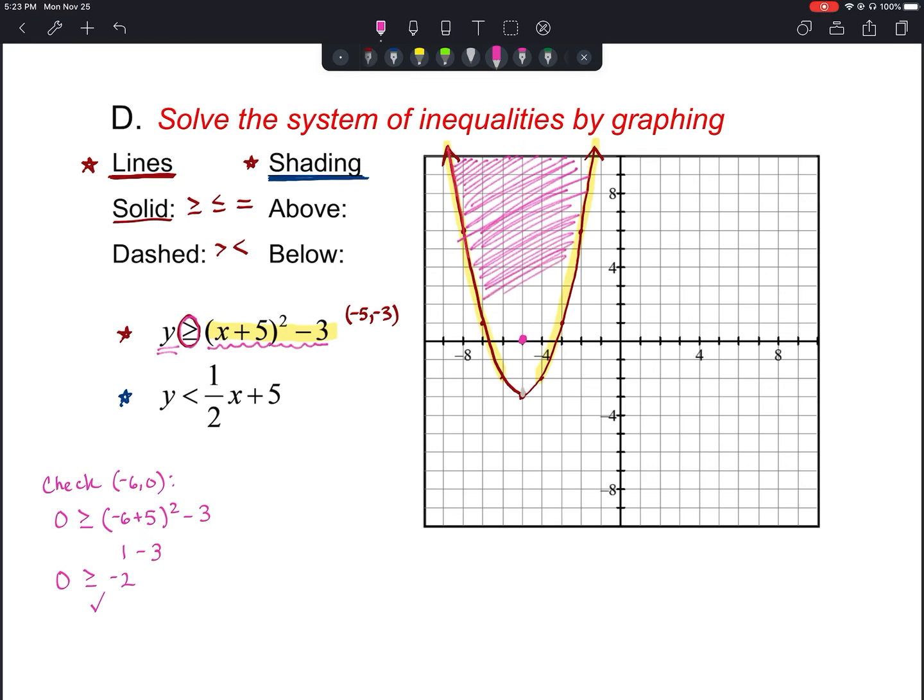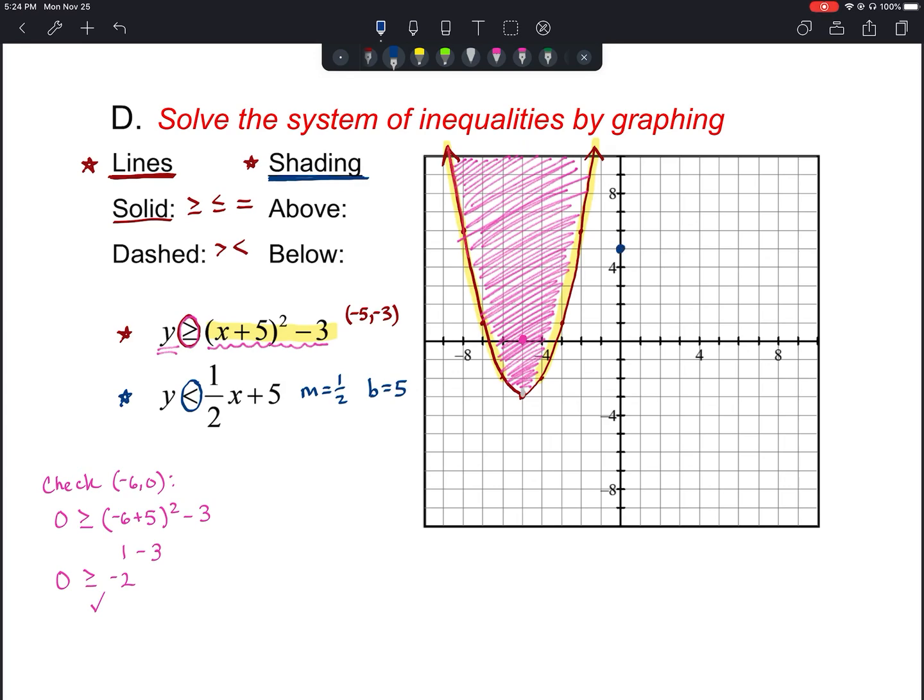So these are all the values that if we took the x and y coordinates and plugged them into the inequality, it would make it true. Now we need to focus on our second graph. We have y is less than 1/2 x plus 5. Well, we know our slope is 1/2 and the y-intercept is 5.